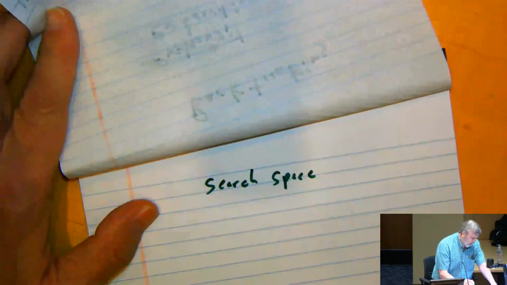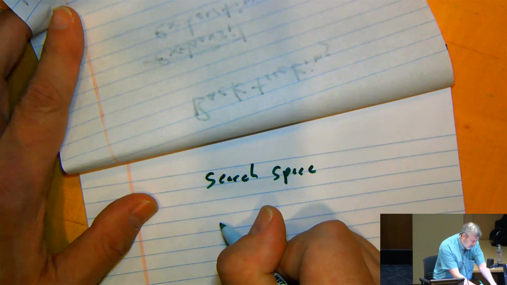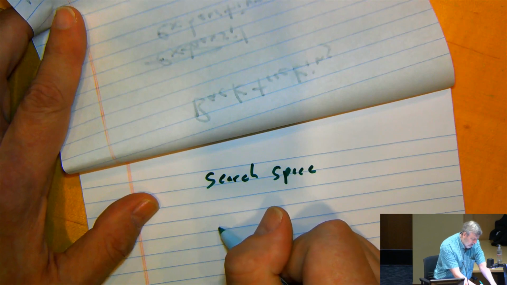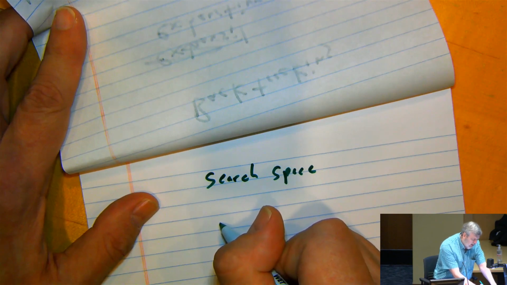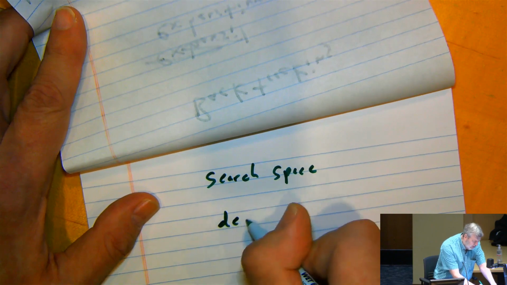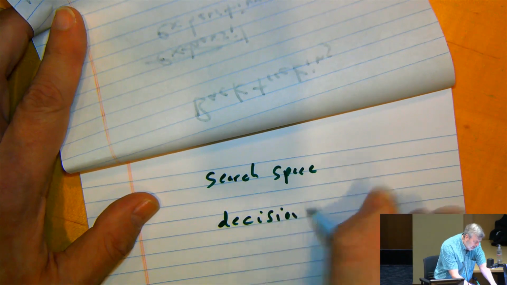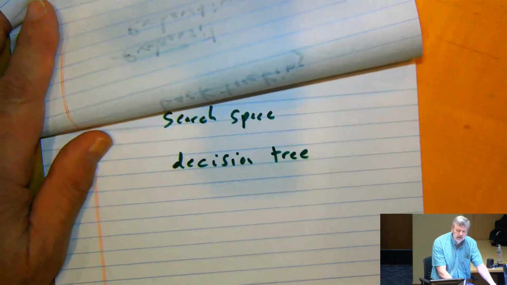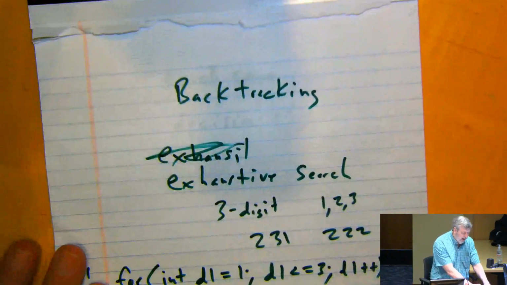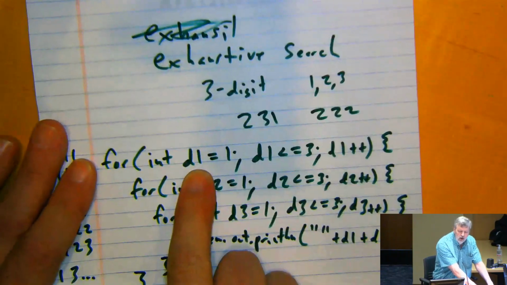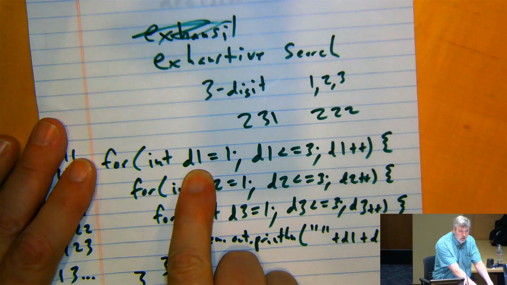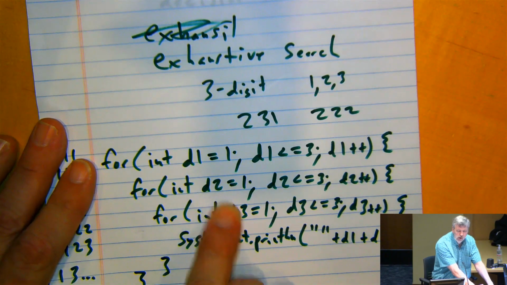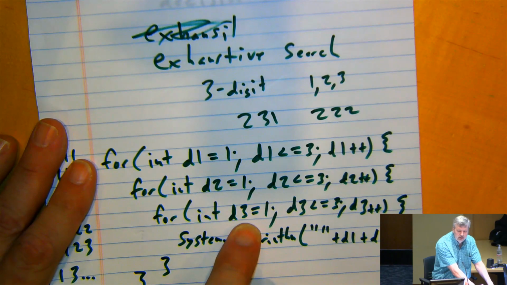Often what we do when thinking about this, and this is what we do with exhaustive search but it carries into backtracking, is think of this as a series of decisions. And we put together what I would call a decision tree. So what am I doing here? I'm imagining that d1 is making a choice for digit 1, d2 is making a choice for digit 2, and d3 is making a choice for digit 3.